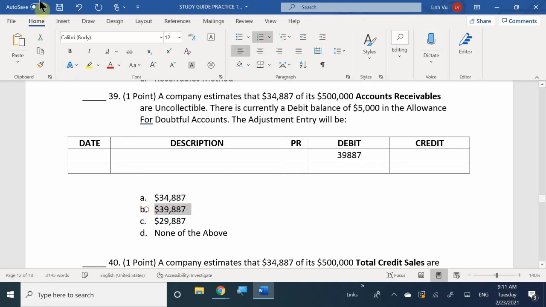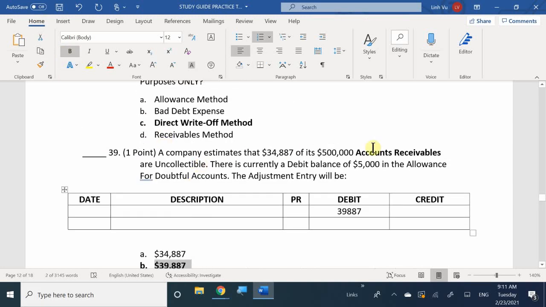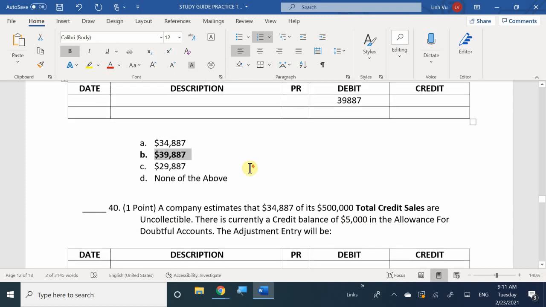So the answer is B. Good. So remember, we used the balance sheet method because we recognize accounts receivable. So that means whatever determination of what balances, if they're debit or credit, we have a debit, we're going to add the 5,000 to our estimate.